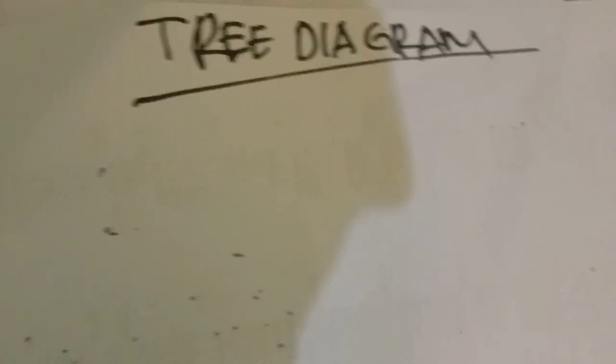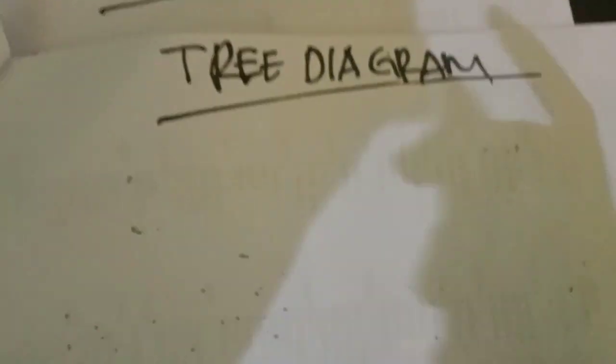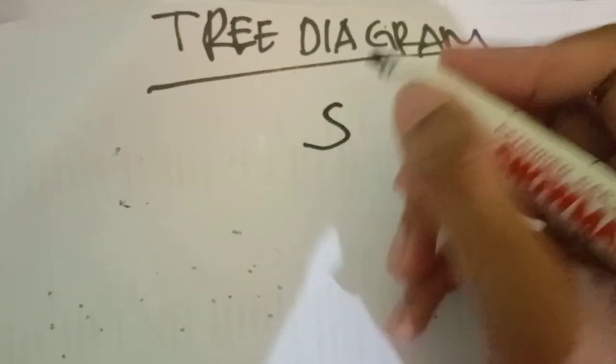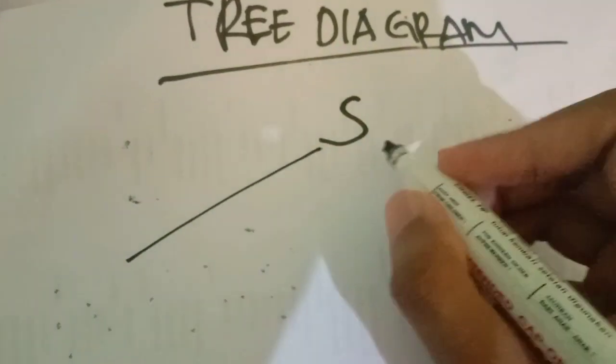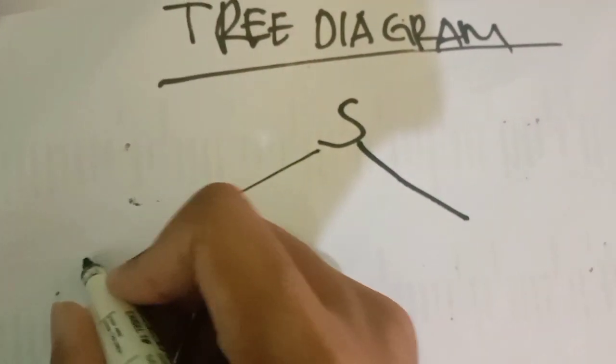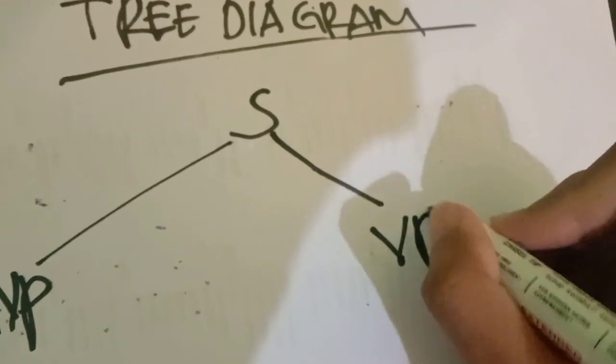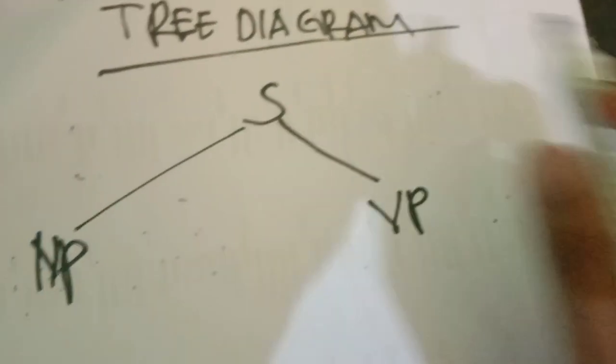How about we start with "he left quickly." The very first thing we need to do is draw an S on top and divide this into two things, the noun phrase and the verb phrase. Correct. We already talked about this before.